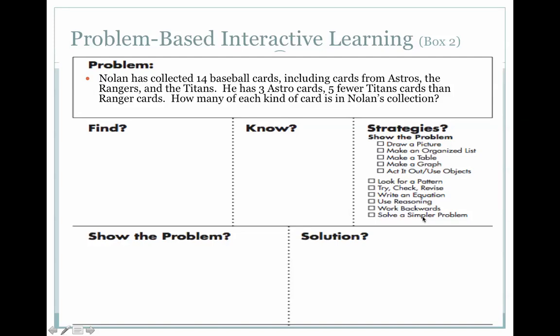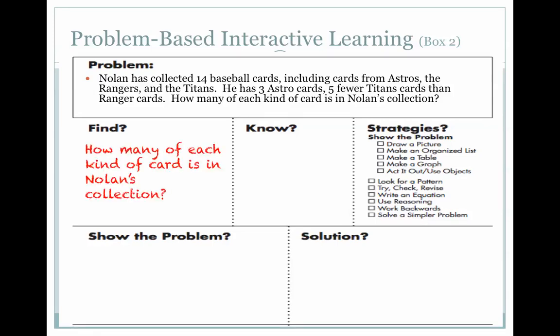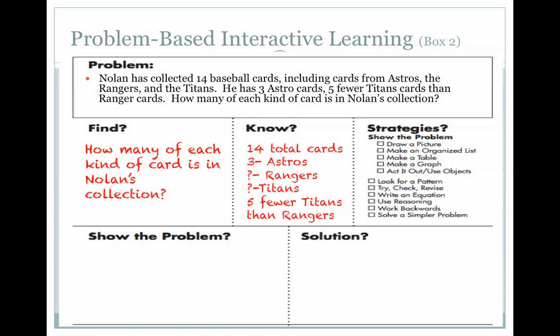So here's my problem solving sheet. We already identified the question, which is how many of each kind of card is in Nolan's collection. So that's what we need to find. We listed the information that we pulled out of the problem. We identified our strategies that we are using, which are the simpler problem and using reasoning. So that was step 1, 2, and 3. Now we are in step 4, which is show the problem.